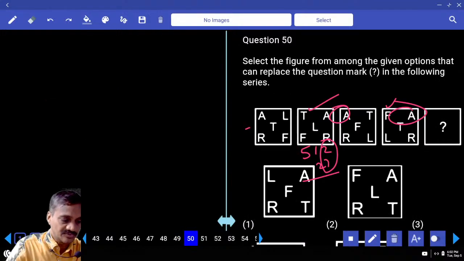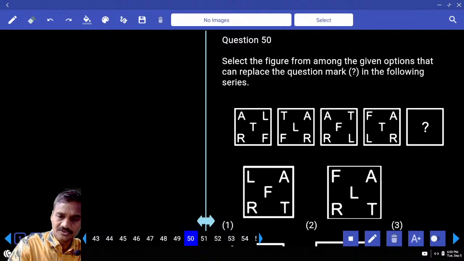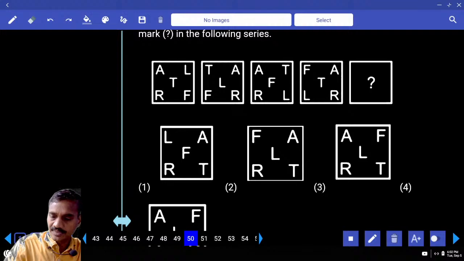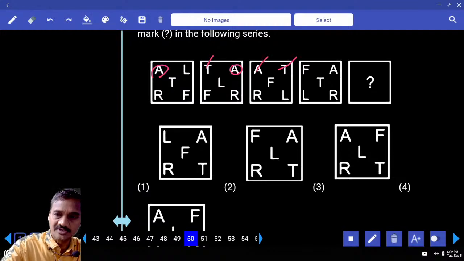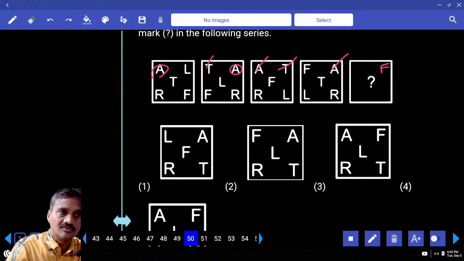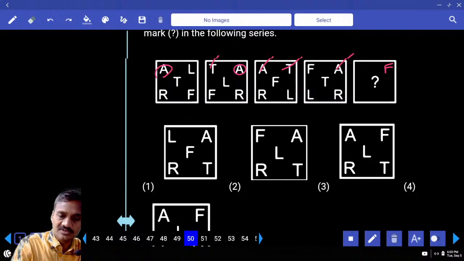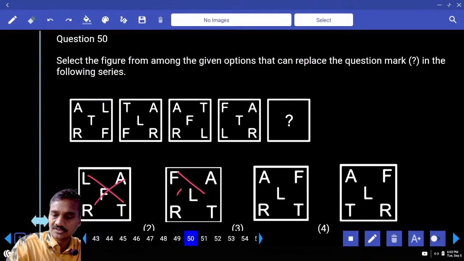Then coming to question number 50. Now A, from the first figure to the second figure, this element is going to this place. The first element is going to the second place. That means F must be at this place. Whatever is at the top left corner is going to the top right corner. Hence F must be towards the right hand side. Among the given choices, F at the right hand side is given in choice 3 and 4.